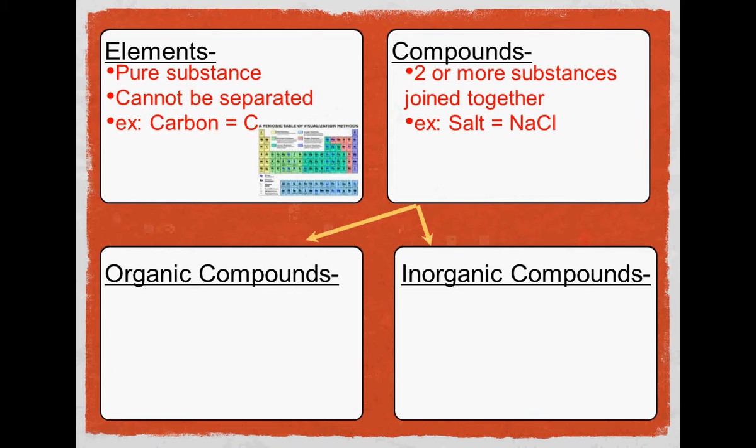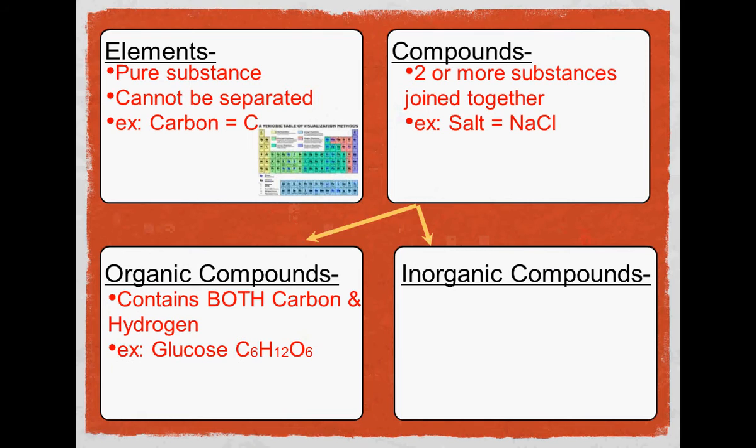In chemistry, something is organic if it has carbon and hydrogen in it. If it has both of them, we say it's an organic compound. Like glucose, C6H12O6. It has carbon and it has hydrogen, therefore it's an organic compound.